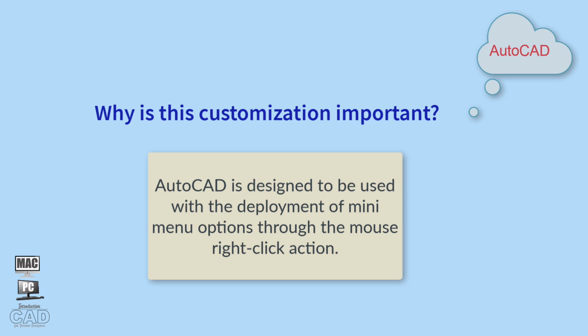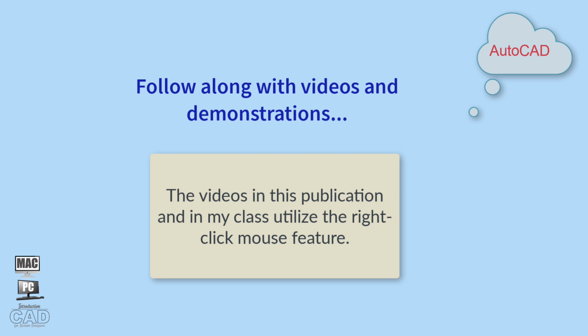Why is this important for me to repeat? Because AutoCAD is designed for you to select an object, use the right-click feature on the mouse to obtain a mini menu of options. If you are following my tutorials, and I indicate that you should right mouse click for a mini menu, you will need to have your mouse set up accordingly to follow these instructions.